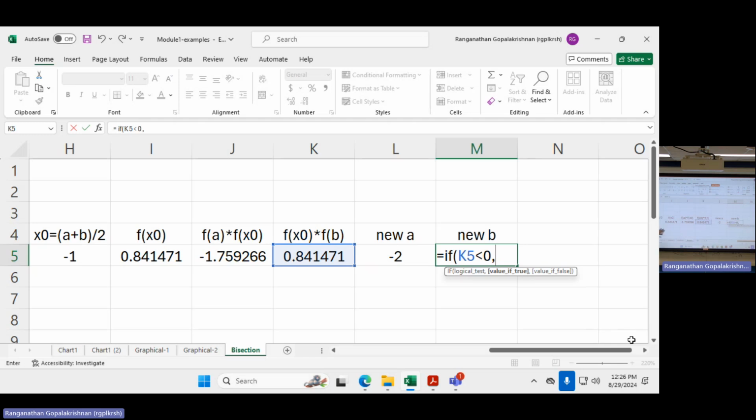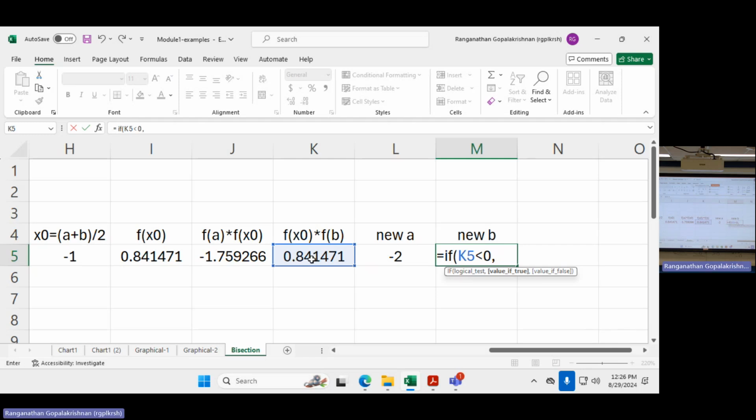If K5 is less than 0, that is if this number happens to be 0, what does that mean? It means x naught to b contains the root, right? Which means b would still remain the same, a would come forward. You've already figured out a, forget about a, just think about b. If this number is negative, b remains the same. If this number is positive, the center becomes the new right. Right?